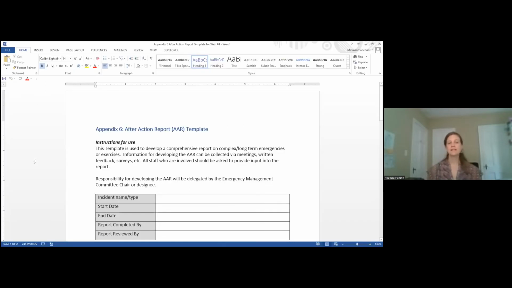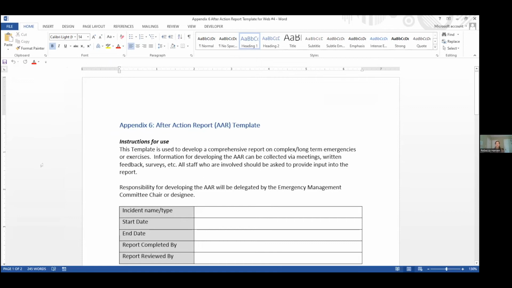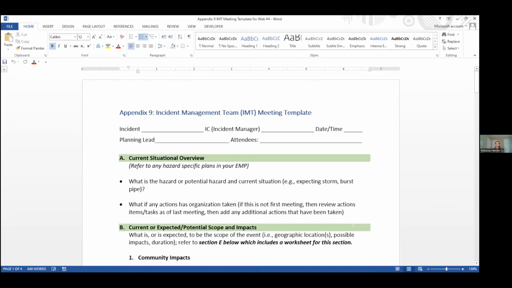We've created this Appendix 6. It's called, oh, I'm sorry, I shoved the wrong one. Appendix 9, the Incident Management Team Meeting Template. And this is, of course, a tool to help you with your meetings and can help you in every meeting that you have, make sure you're focusing in on the most important things. And so this can really be used as a guide.